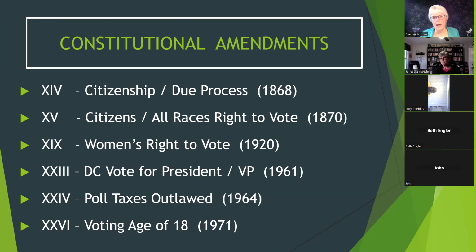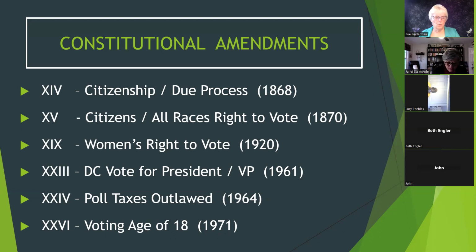Poll taxes had been outlawed by law years before, but the states continued to ignore it. And so the 24th Amendment, during that height of the civil rights movement, outlawed poll taxes. And then the last of the voting-related constitutional amendments was the 26th Amendment, ratified in 1971, which changed the voting age across the country to 18.